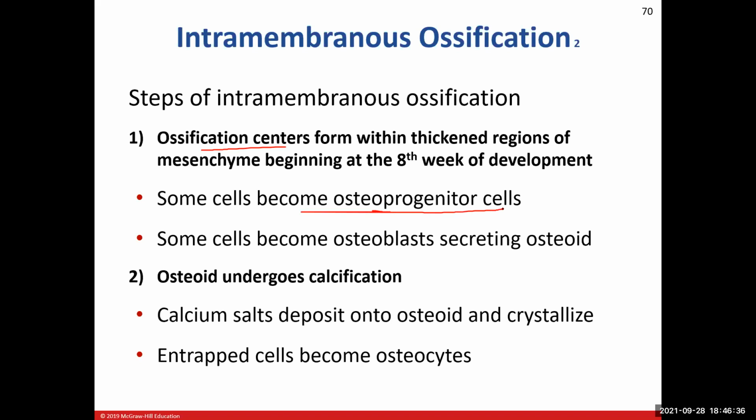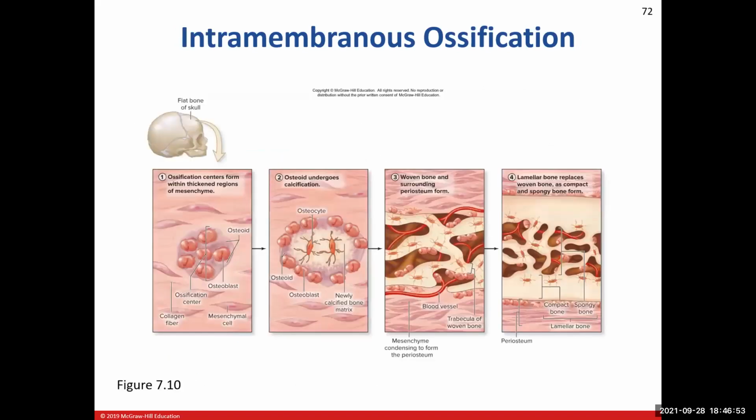So we know what the osteoprogenitor cells do. They'll convert into osteoblasts. And what do osteoblasts do? They build bone. But how do they do it? They synthesize and secrete the osteoid, the wet cement. So that's what happens in step 1. That's what we'll see here.